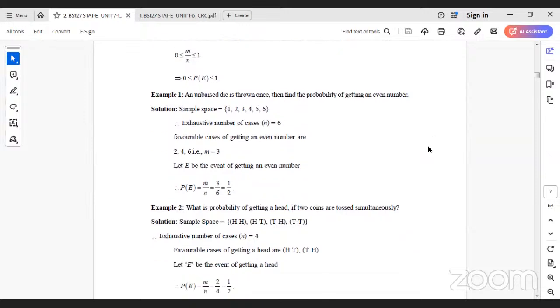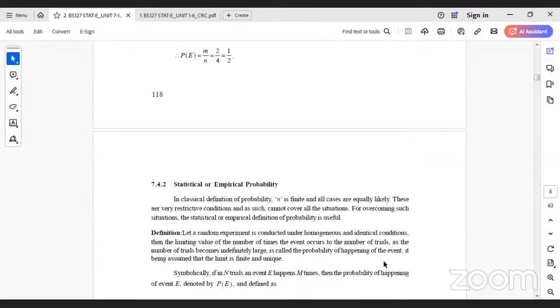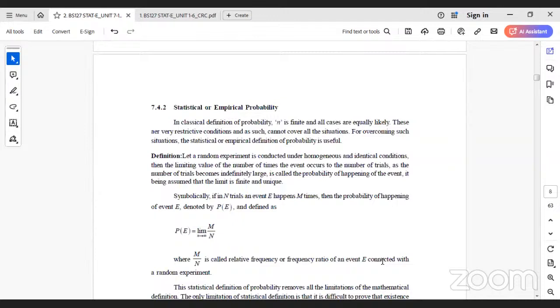Clear? Clear, sir. Now, what is the probability of getting a head when 2 coins are tossed simultaneously? Two coins: head head, head tail, tail head, tail tail. So how many total cases? 4. Right? 4. Yes sir. Favorable: a head or a tail can come, mainly. Right? Yes sir. For favorable events it is m by n. So 2 by 4 is equal to 1 by 2. Clear? Yes sir. 1 by 2. Yes, very good.